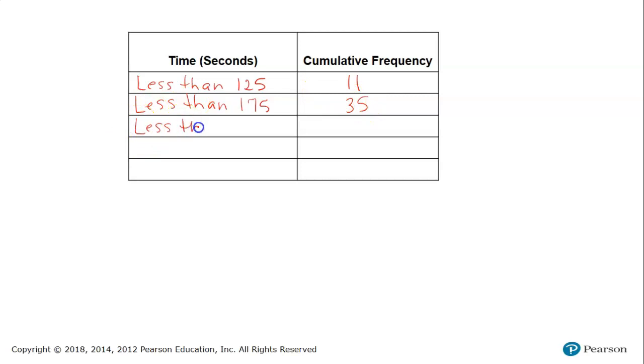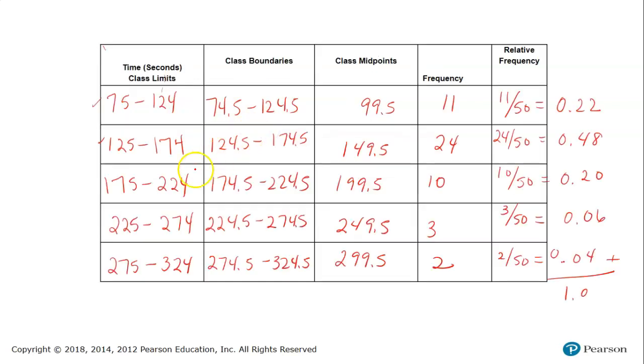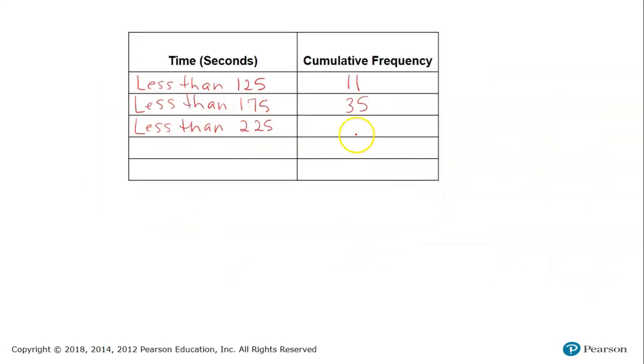Okay, for less than 225, less than 225 is going to be everything in the first, second, and third classes. We're going to add all three of these together. So we'll have 35 plus 10 will give us 45.